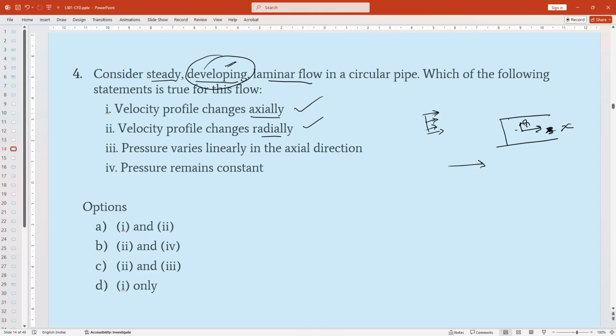The third statement is that pressure varies linearly. We have seen that it is not varying linearly. The fourth statement is that pressure remains constant. That also is not true. So statements 3 and 4 are not true. Statements 1 and 2 are true, which gives option A as the right answer.